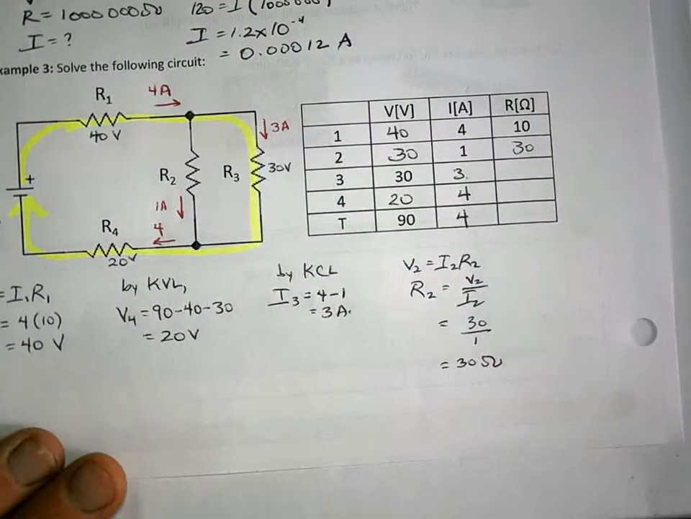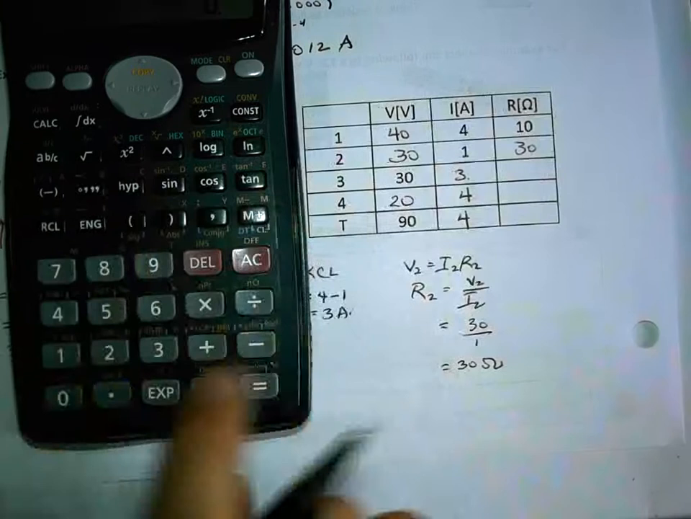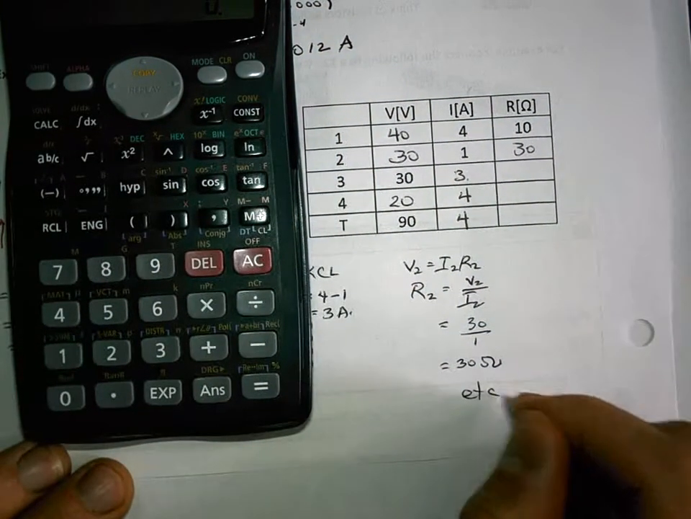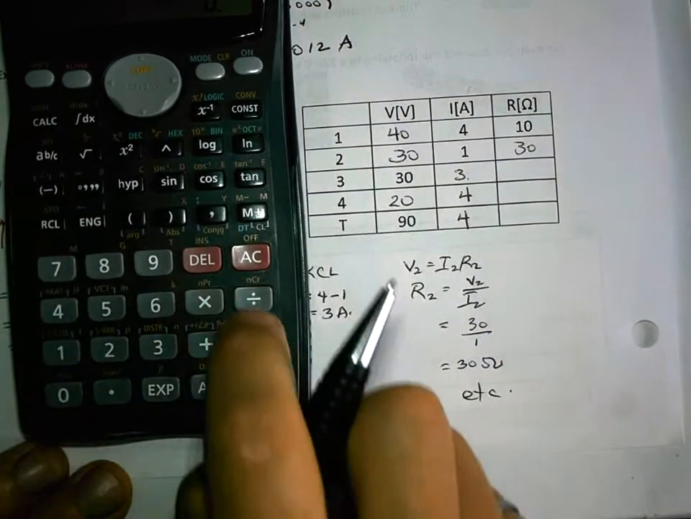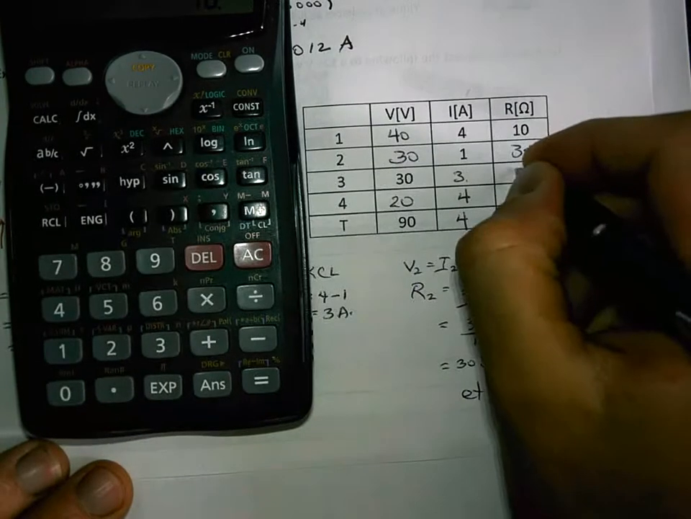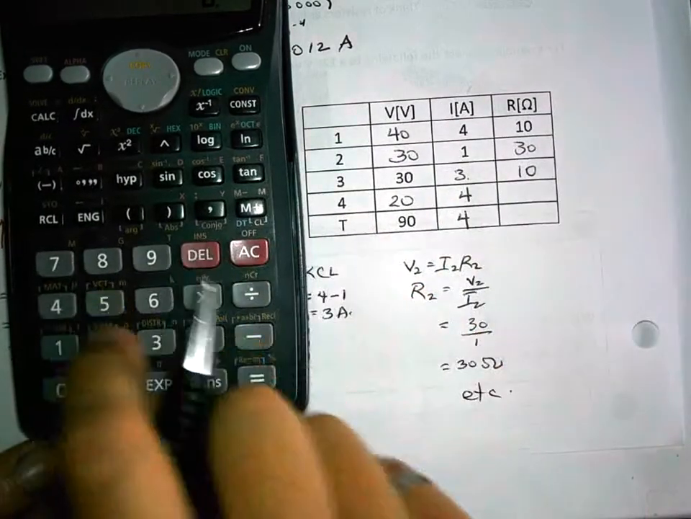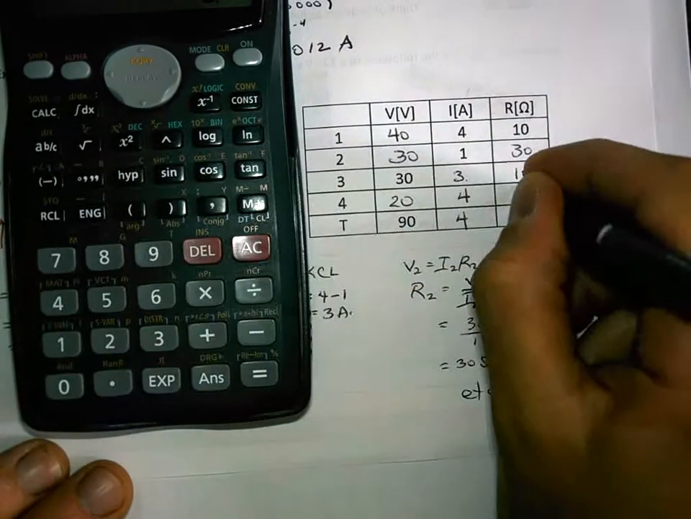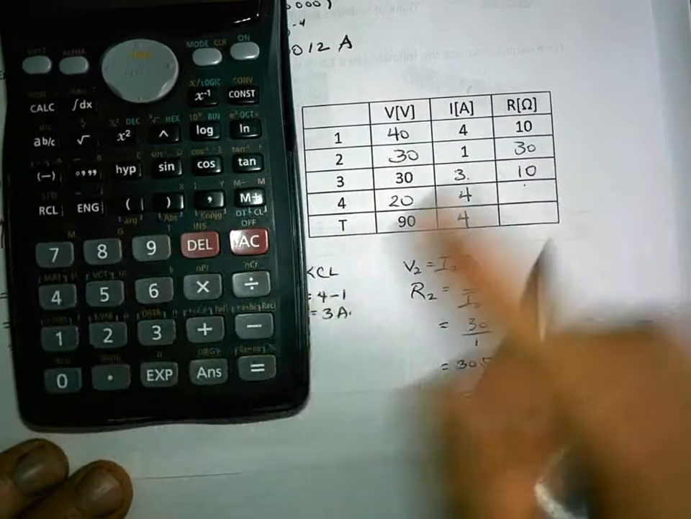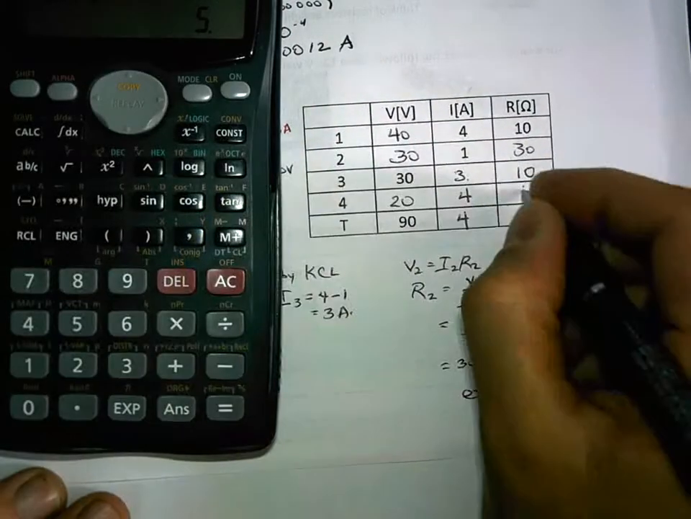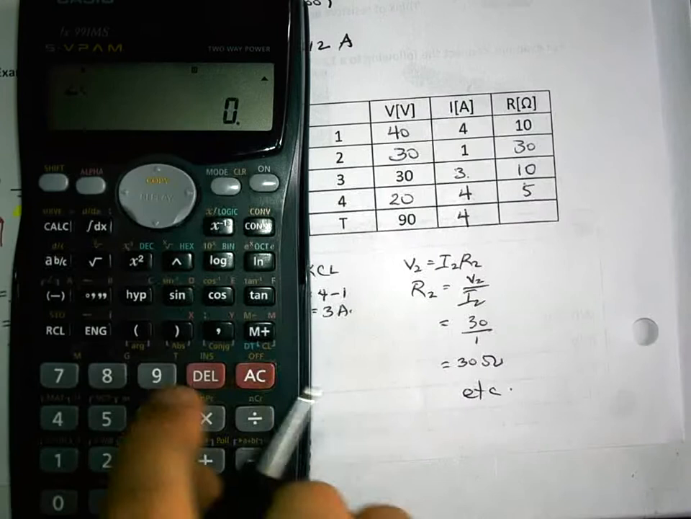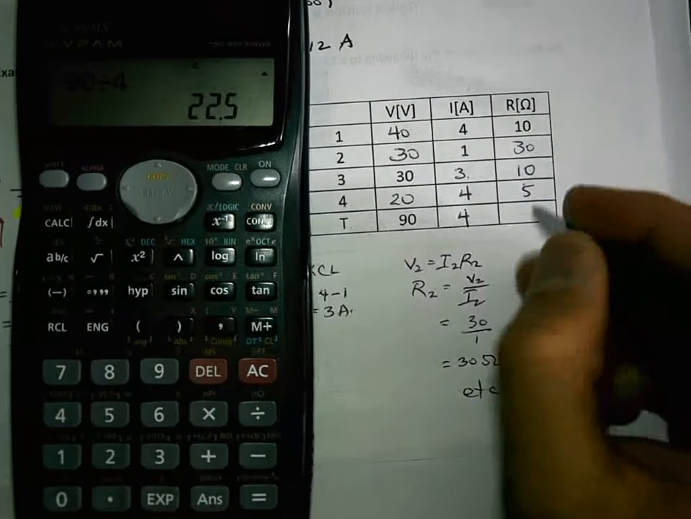And we can continue in the same way, right? So I would have 30, etc. So 30 divided by 3 gives me 10. 20 divided by 4 gives me 5, as you can see. And 90 divided by 4 gives me 22.5.